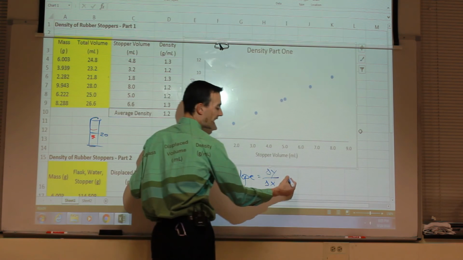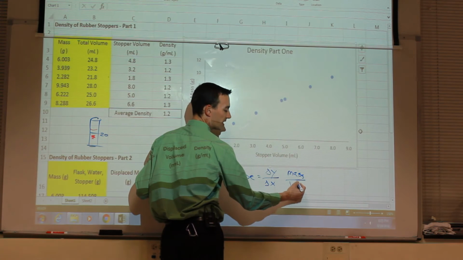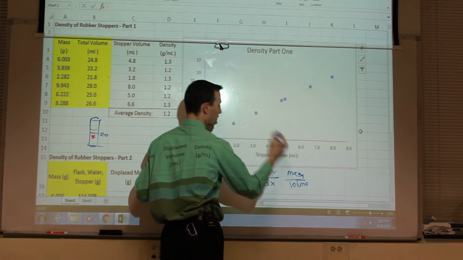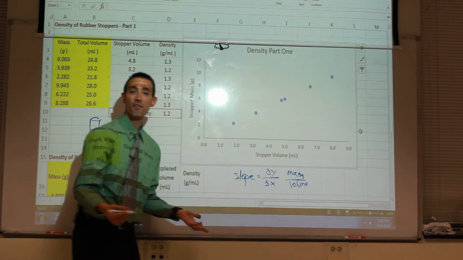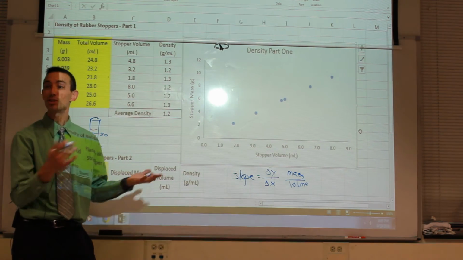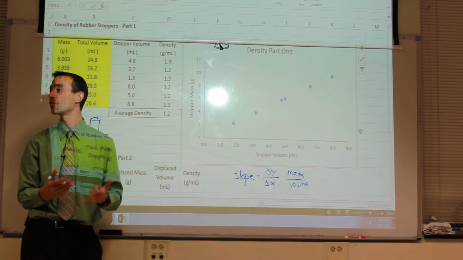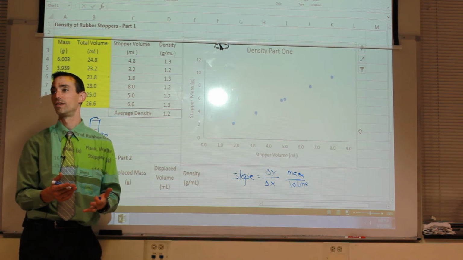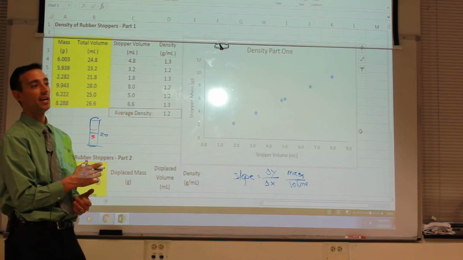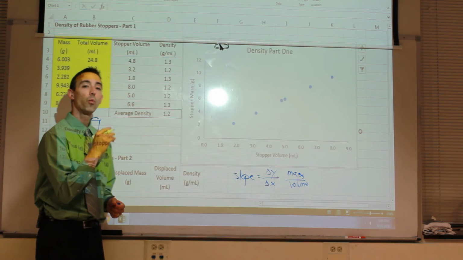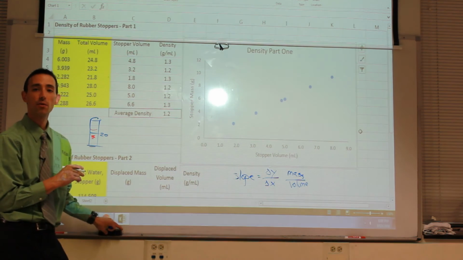So for this graph, that would be something about the change in mass divided by the change in volume as we move from one point to the next. Mass divided by volume is density. The slope of this graph is the density of our rubber stoppers as well. All right, a different way of calculating that density. And this would be a weighted average because it's going to use a graphical method.